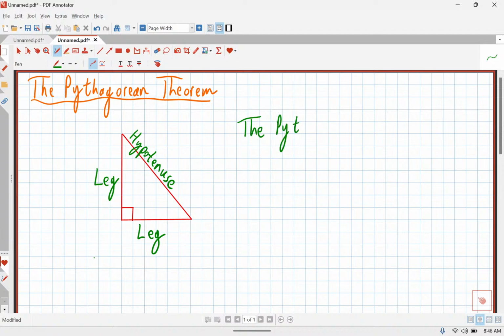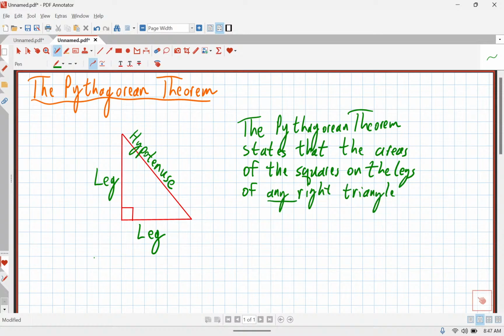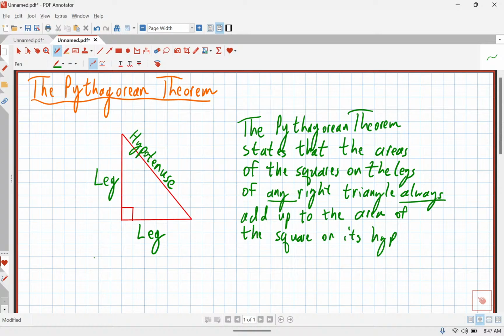The Pythagorean theorem states that the areas of the squares on the legs of any right triangle always, and I mean always, add up to the area of the square on its hypotenuse. Whew. You just write that down.